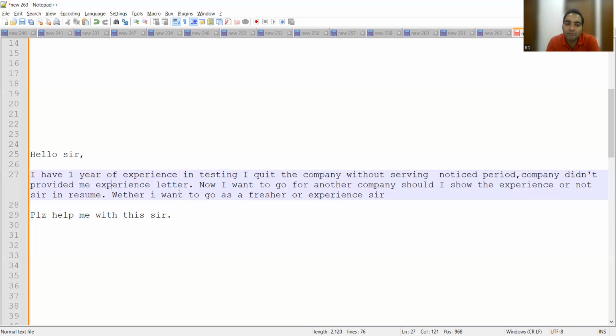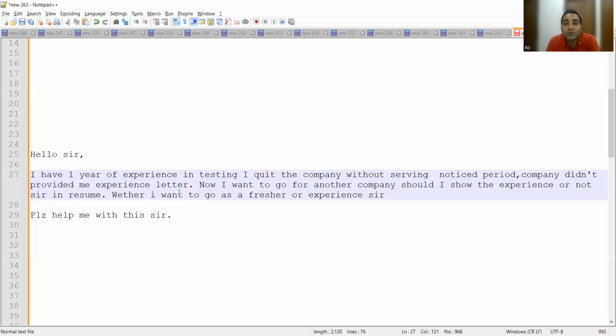Just tell that maybe due to health reasons you had to quit without serving the notice period, you were advised to do a complete bed rest from the doctor. So some things like this. That's how you can give the answer. That's how you can respond to the HR or the hiring manager of the new company.